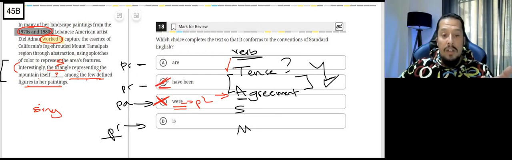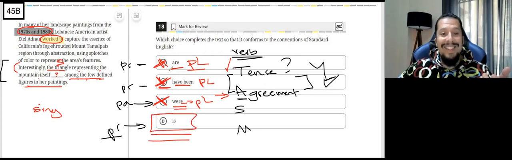We also cannot say answer B because it's plural as well. And we also can't say answer A because it's plural as well. We're left with answer D. Is.